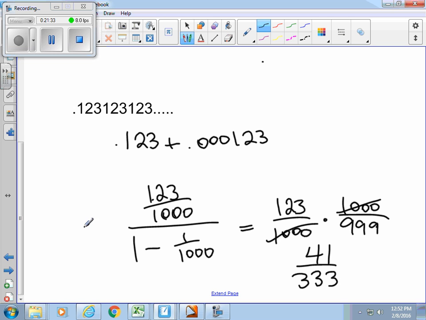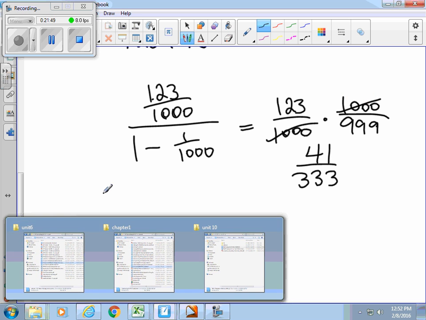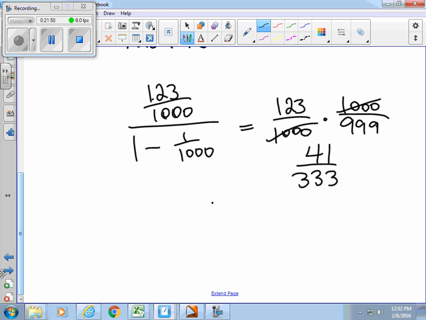Interesting. Don't know that you need to know it for calculus, but interesting nonetheless that you can backtrack and find out every repeating decimal is a fraction because we can find the sum of that infinite sequence.